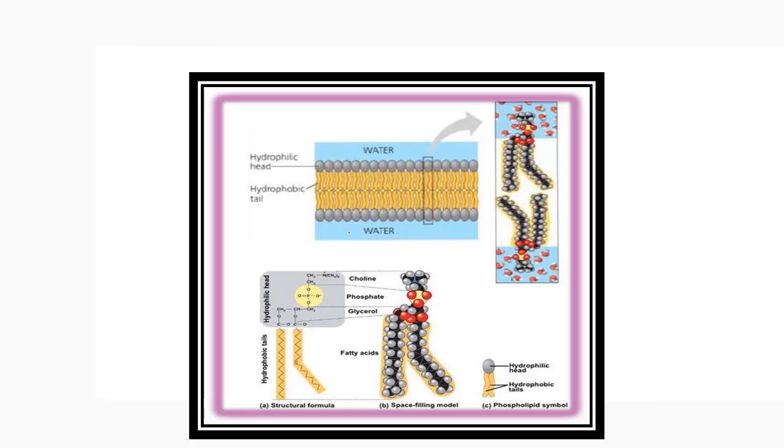Here also you can see that this is a phosphoric acid molecule, phosphate, which is attached to choline, and one of the oxygens is attached to the glycerol carbon, and the other two are attached to the hydrophobic tail, right?